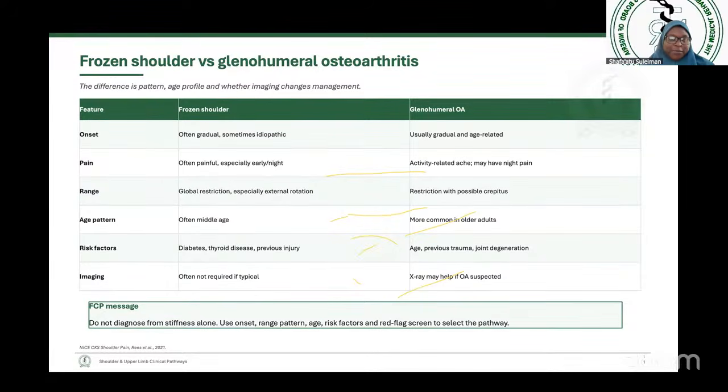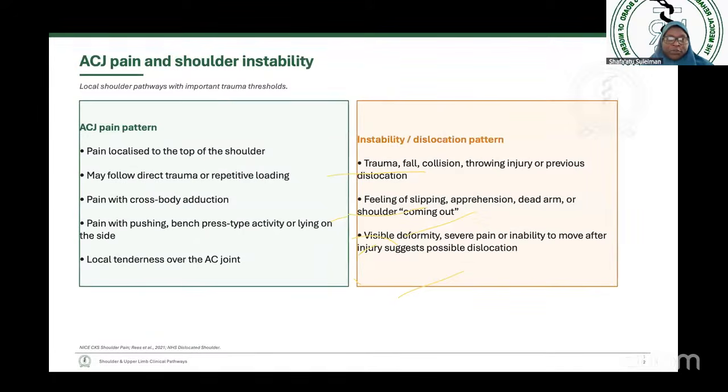So do not diagnose from stiffness alone. Use onset, range, pattern, age, risk factor, and red flag screen to select the pathway. So we go to the acromioclavicular pain and shoulder instability. The local shoulder pathway with important trauma threshold, we're looking at AC joint pain pattern.